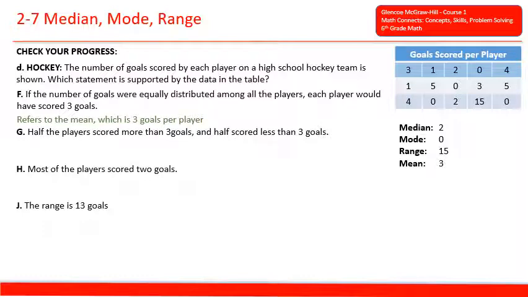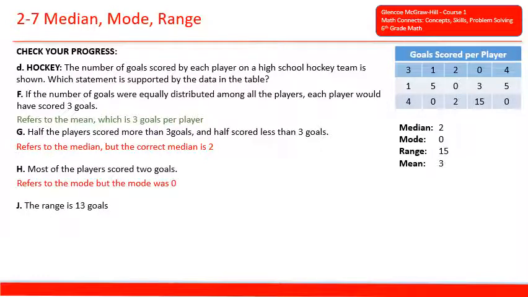If the number of goals were equally distributed among all the players, each player would have scored 3 goals. This refers to the mean, which is 3 goals per player. So that one is correct. But let's just go through the other ones as well. Half the players scored more than 3 goals. It refers to the median, but the correct median is 2. So that is incorrect.